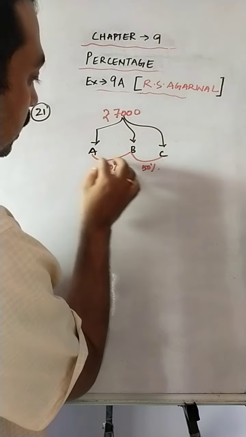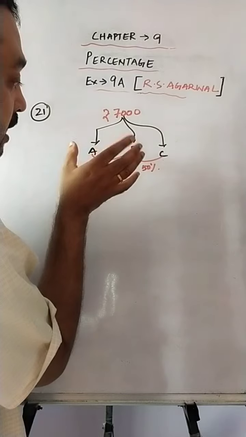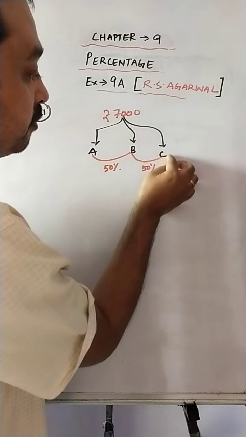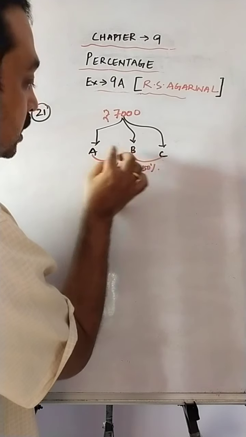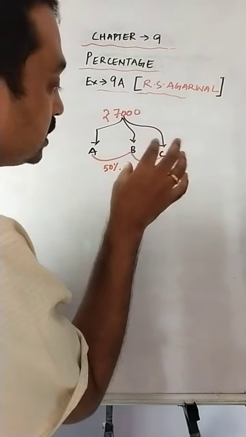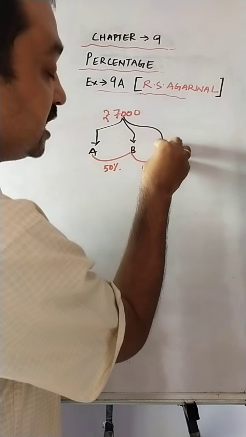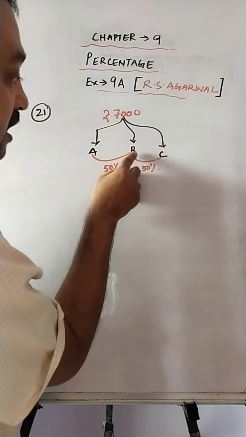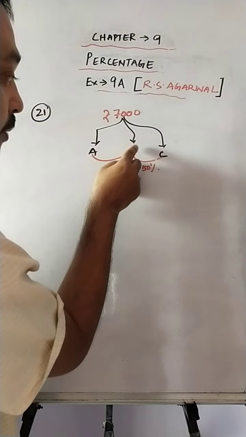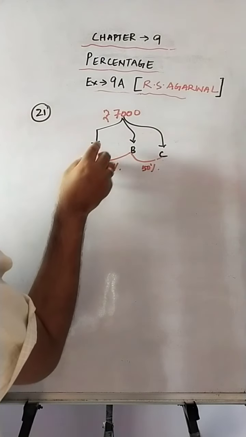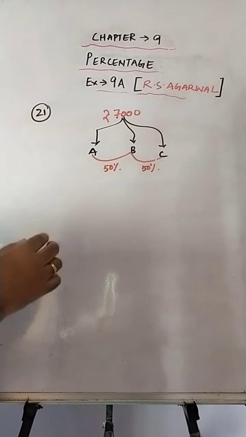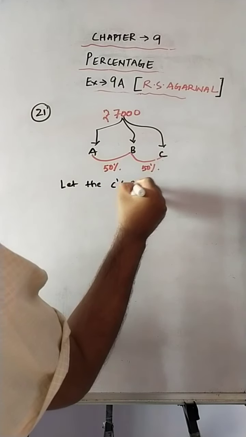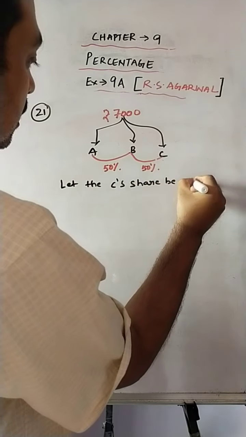So you see, for these two persons, A and B, unless you know what portion of money C is getting, you won't be able to find B's portion and A's share also, isn't it? So what is the first share? The first share we have to let is C's share. So once we know C's share, then we'll know B's share, and once we are done with B's share, then we can easily find out A's share. Okay, so let C's share be x.